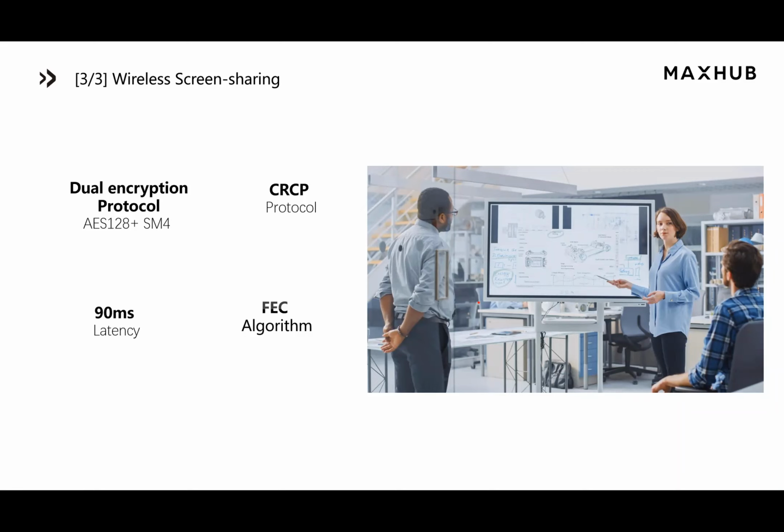And then we also use the CRCP protocol and an FEC algorithm, forward error correction algorithm, to improve the stability of the transmission and reduce the latency of the transmission, so you don't feel any latency when you share your idea from your laptop or from the mobile phone. We say this is the highlight function in the UCS10 because it's very efficient in local meeting discussion.